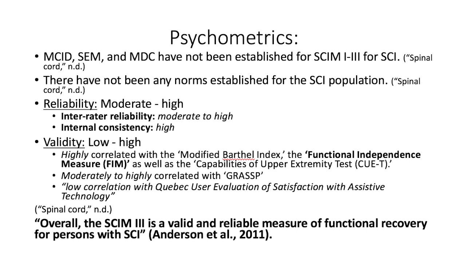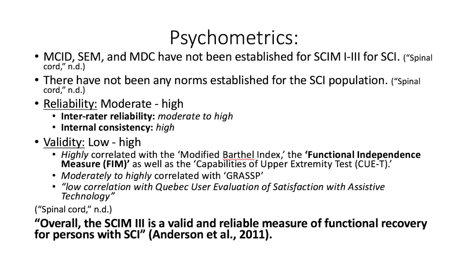When interpreting the psychometrics for this assessment and the spinal cord injury population, the minimal clinically important difference, the standard error of measurement, and the minimal detectable change have all not been established. Additionally, for individuals with spinal cord injury, there have not been norms established. The reliability of the assessment is moderate to high for inter-rater reliability and high for internal consistency. According to Anderson et al., 2011, overall the SCIM-3 is a valid and reliable measure of functional recovery for persons with spinal cord injury.